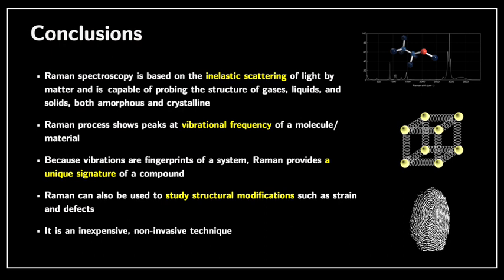Raman really measures vibrational frequency, but does not measure all of them, just those that are symmetry allowed, and we sometimes call that the Raman selection rule. Because vibrations are a unique signature of a material, Raman will be a unique signature of a material, and I actually showed you even more that Raman can measure structural modifications, strain, defects, and all sorts of properties in the material.